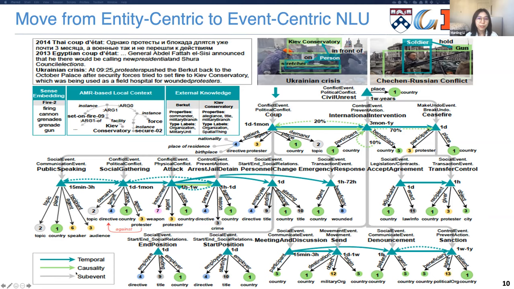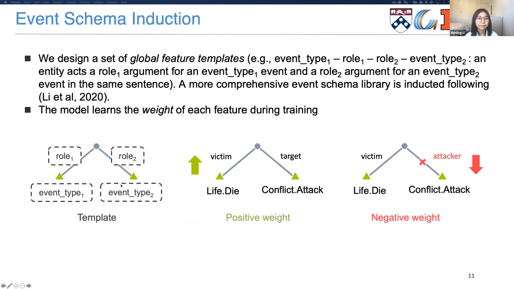For example, after public speaking, there will be a social gathering event, and the audience of the public speaking is the people that are gathering. To induce this kind of event schema, we use templates to explore the interactions between knowledge elements. For each template, we fill in all possible types to generate a set of global features. For example, here, the first feature means that an entity is a victim of a die event and also a target of an attack event at the same time. The second one is similar, but the person entity is the attacker, which is usually not true in the training set, except for suicide cases.